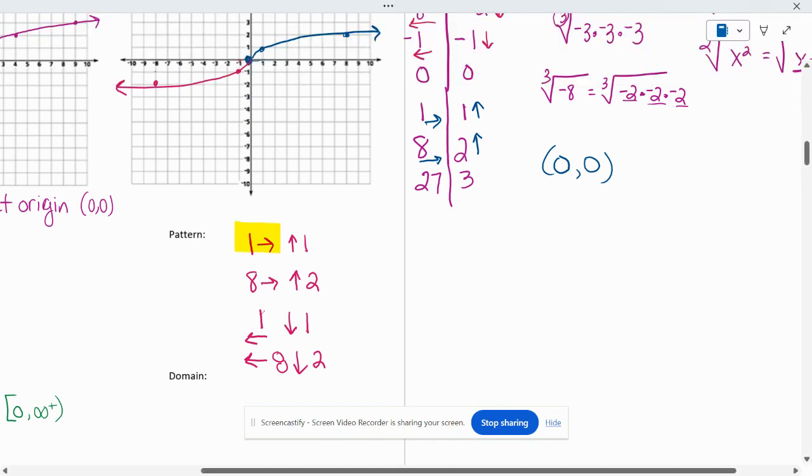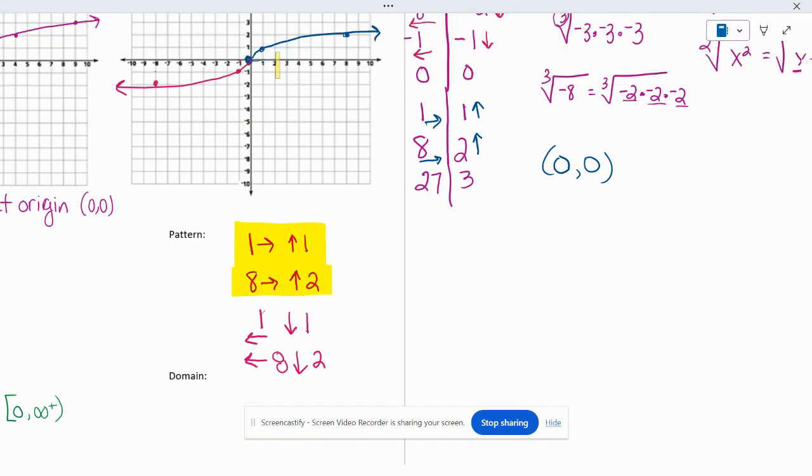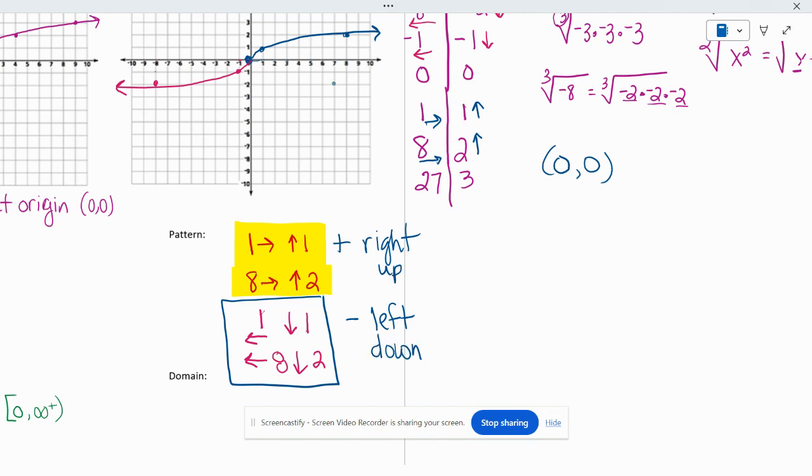I'm going to try and highlight it. These are your positives to the right. Positive right. And then this is your negative left. So I'm going to say right and up, or left and down.